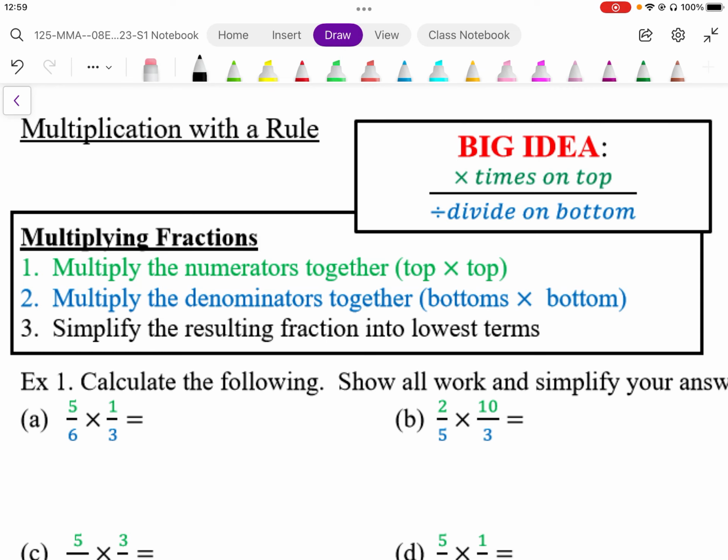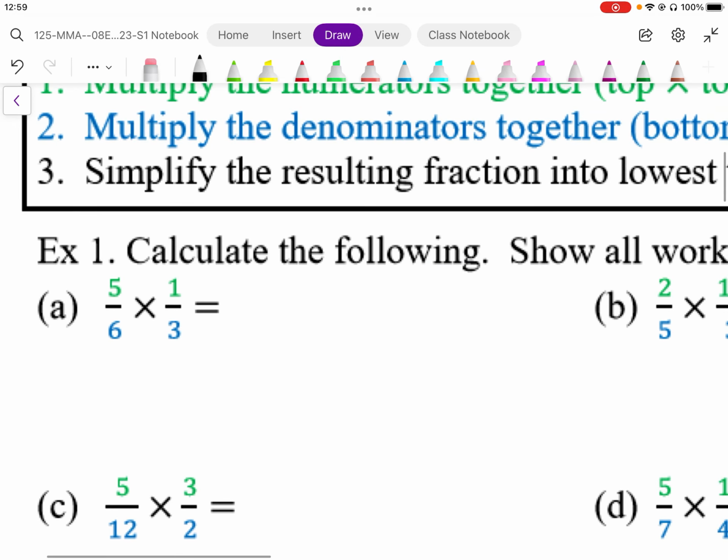So when we look at these examples here, the first example is 5 over 6 times 1 over 3. We're just going to keep the numerators together, and we're going to say 5 times 1 is going to be 5 in the numerator, and then we're going to keep the denominators together. So 6 times 3 is 18, and that's going to be our simplified fraction. There are no common factors between 5 and 18.